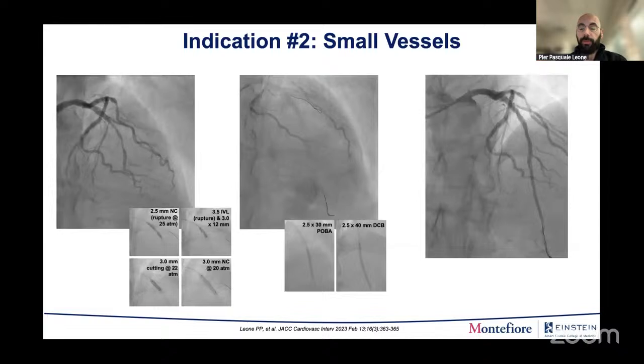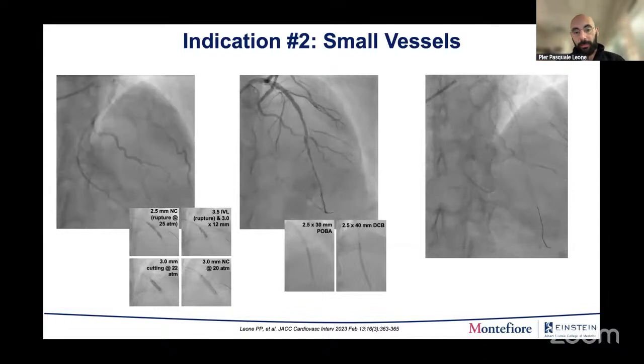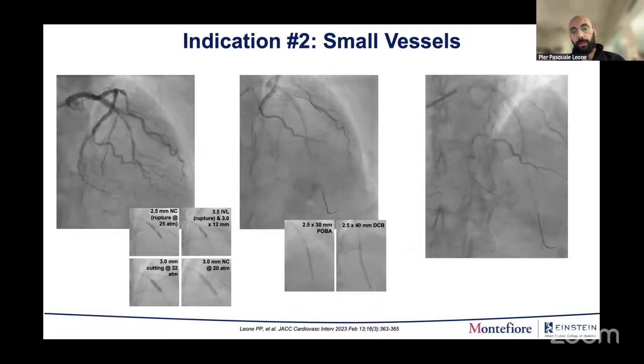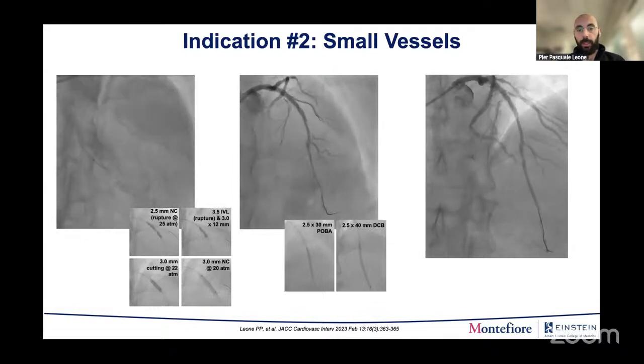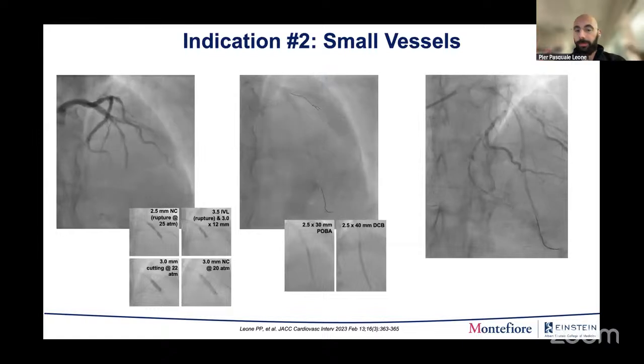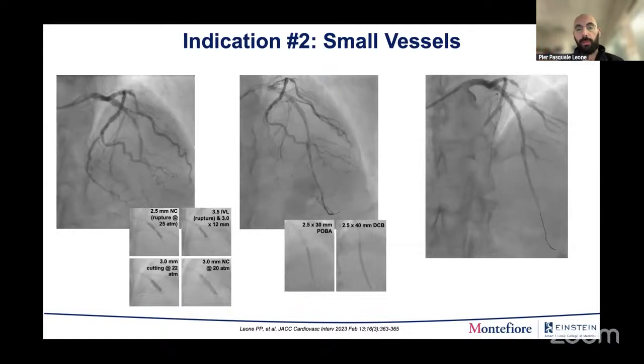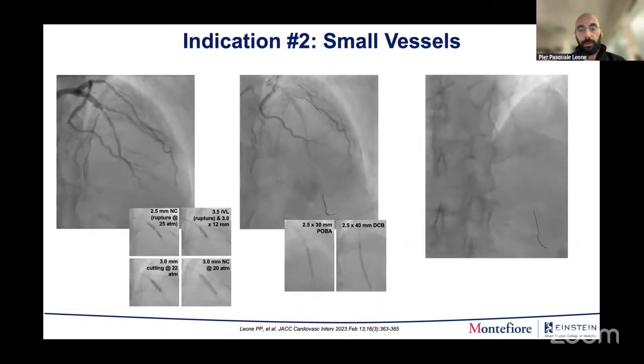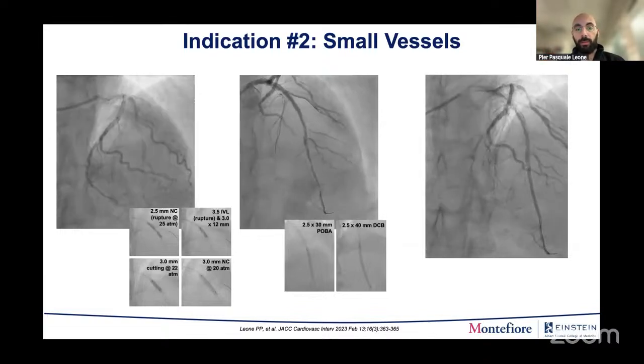But if we look at what we discussed, I see very good flow down the LAD. Okay, I don't see TIMI 2.5 flow kind of thing. This is a TIMI 3 flow, and there's definitely some minus, but there's no contrast and gap in the vessel.